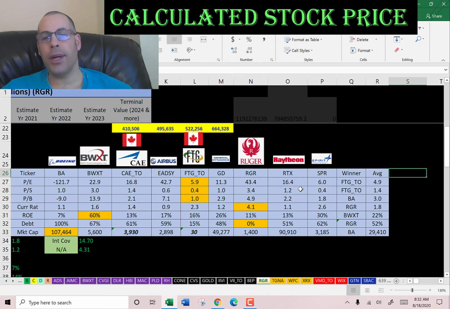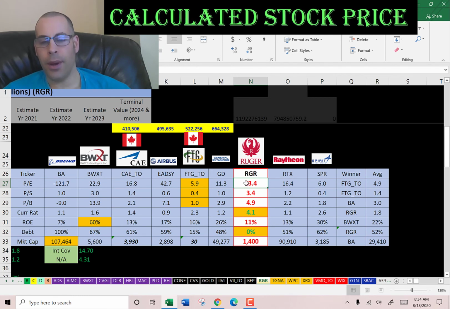The best way to look at ratios is to compare them to companies in the same industry. I've done videos on Boeing, BWX Technologies, CAE, Airbus, FTG, General Dynamics, Raytheon, and Spirit Aerosystems, all in the same industry as Ruger. And if Ruger has a ratio in red, they're worse than the average. If they're in green, they're better than the average.